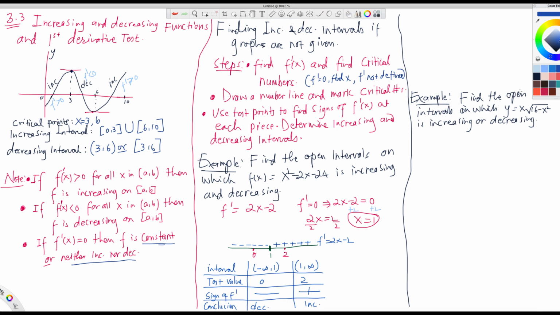So how do I write the final answer then? The final answer looks like this. Increasing on the interval negative infinity to 1. You see that?